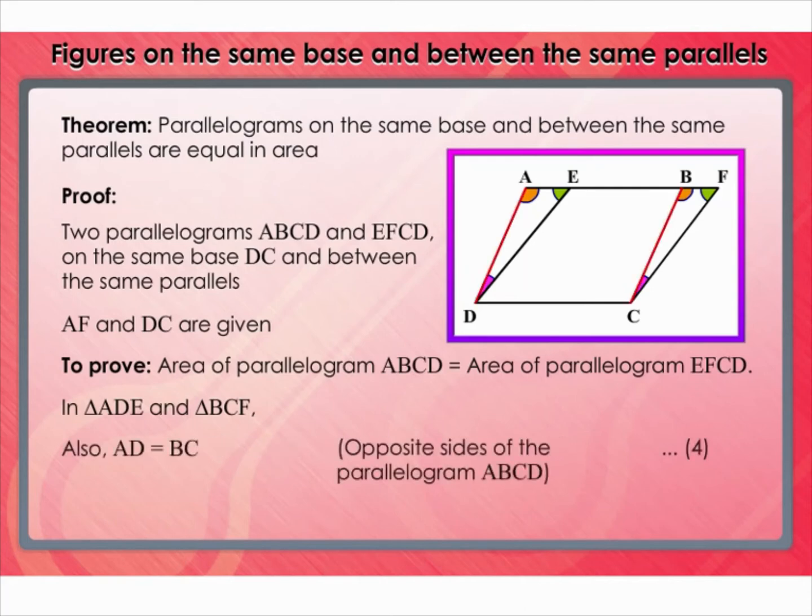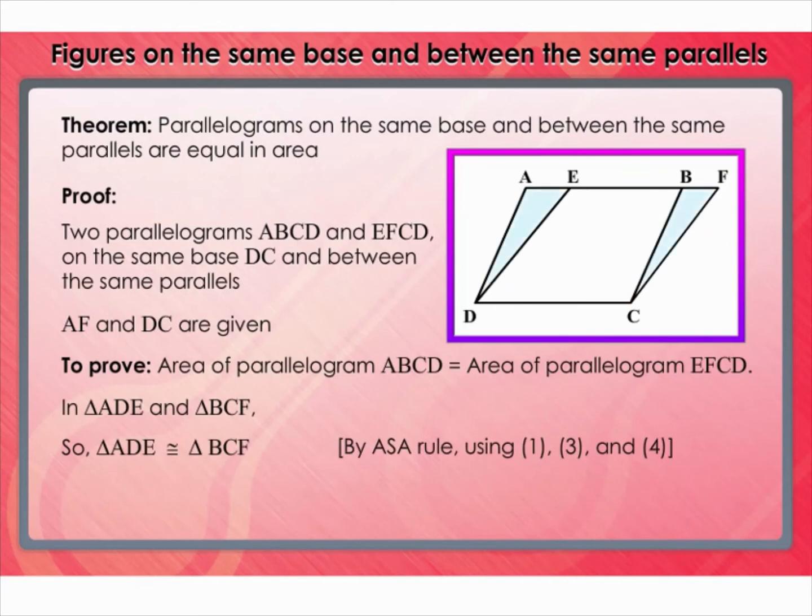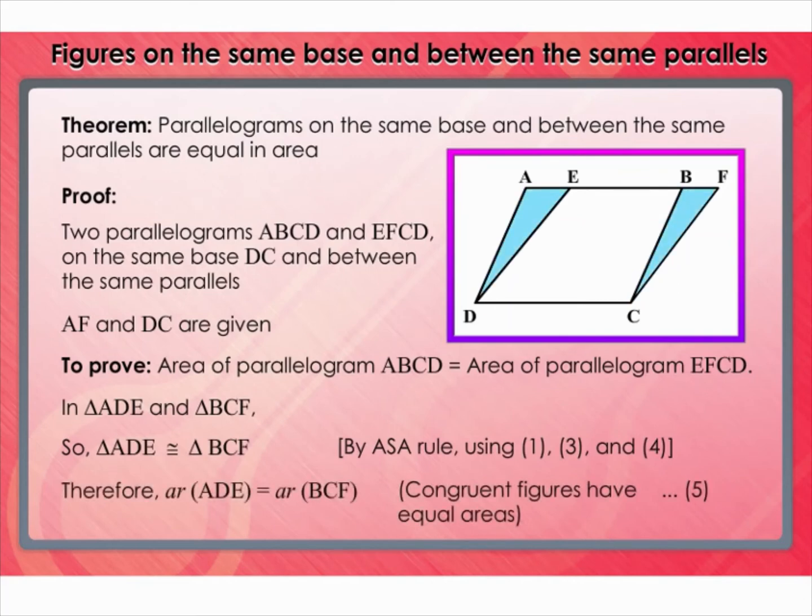Also, AD is equal to BC. This is because AD and BC are the opposite sides of the parallelogram ABCD. Denote this as equation 4. Using equations 1, 2, and 3, by SAS rule, we can say that triangle ADE is congruent to triangle BCF.